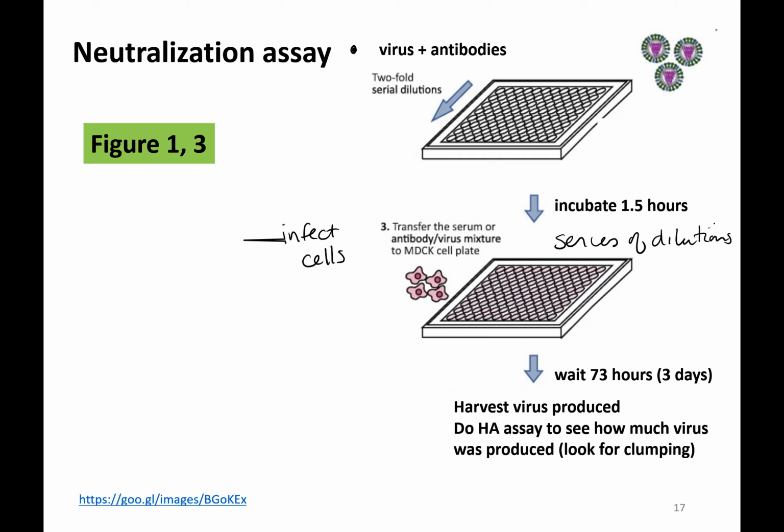Okay. You wait some time, you let infection happen, and you harvest to see how much virus has been produced. Okay. And you're going to do a hemagglutinin assay, which is on the next slide, to see how much virus was produced. So a totally neutralizing antibody, you would get no virus coming back, and so your hemagglutinin assay would be negative.